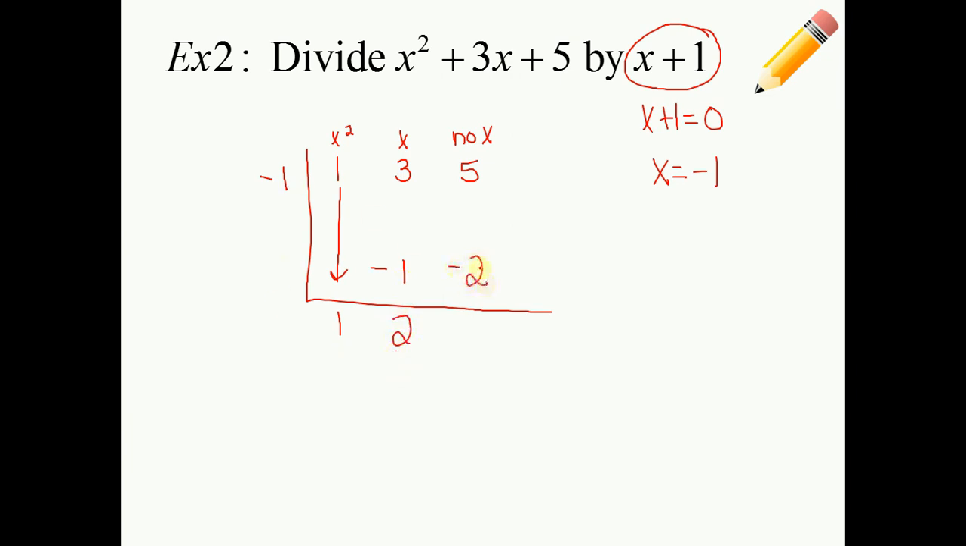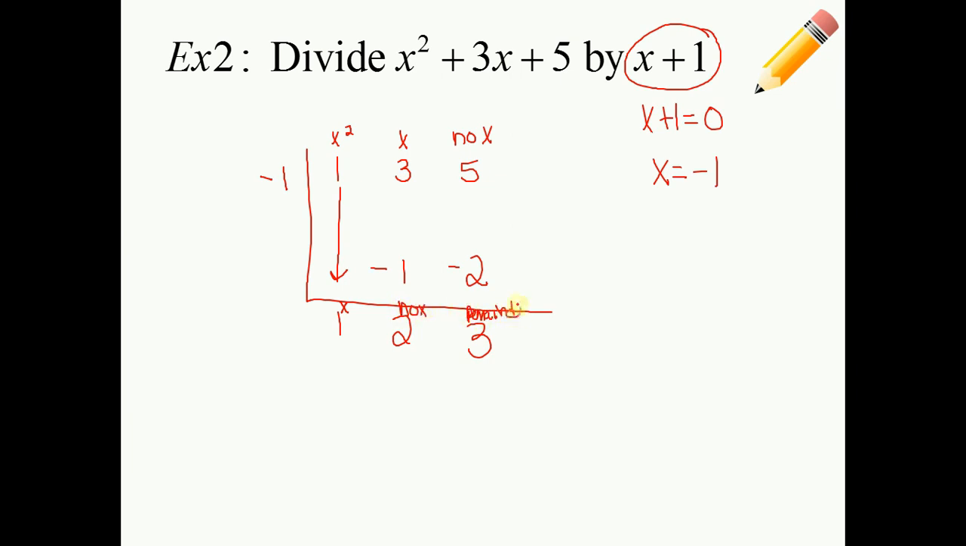Multiply, add, and I have finished. Now notice, guys, since we divided out an x, I'm no longer at x squared territory with this first part. I'm actually at the x territory. So I took away an x value because I divided out one of the x values. So I have an x, a no x, and this is my remainder.